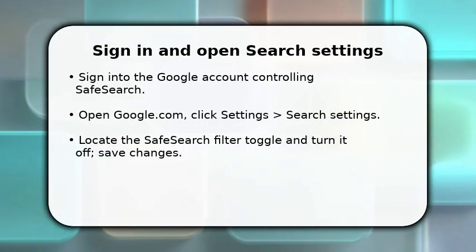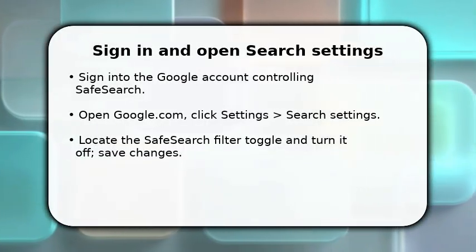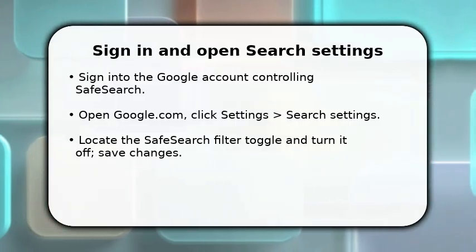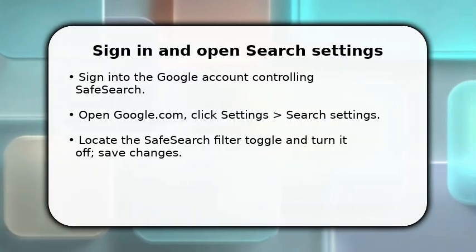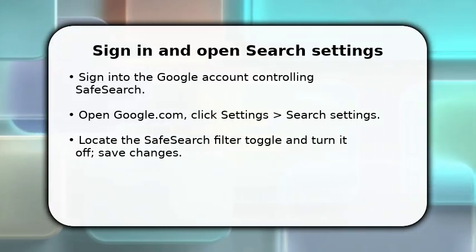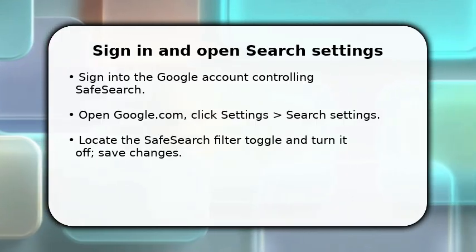You start by signing into the Google account that controls Safe Search because the filter is account-specific. Once signed in, go to Google.com and open Settings, then Search Settings. In Search Settings, find the Safe Search filter. Flip the toggle to off and click Save to apply the change.